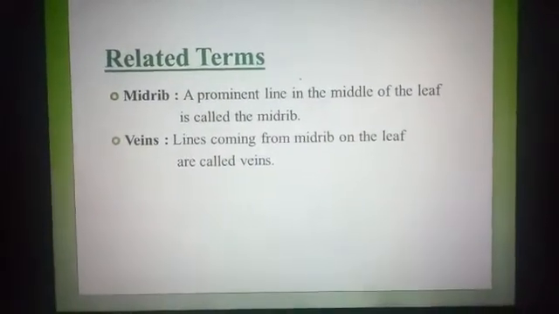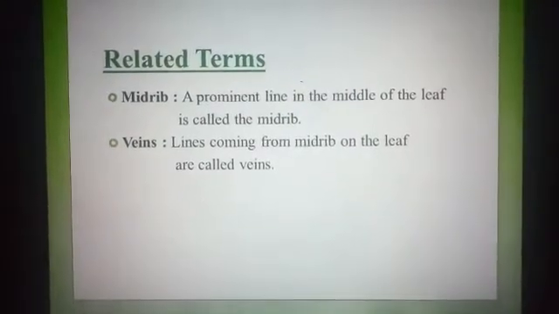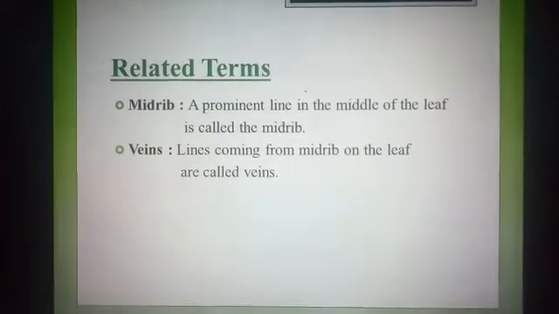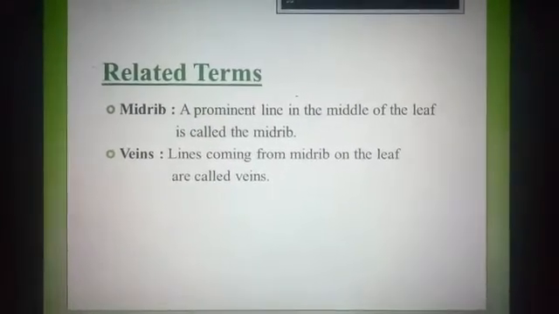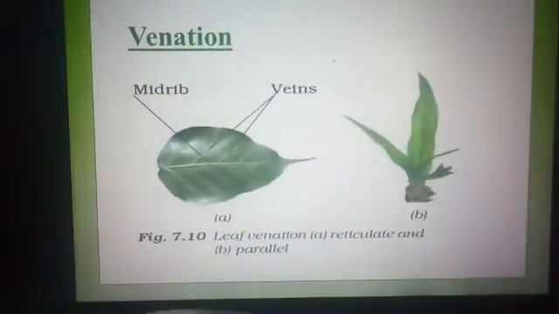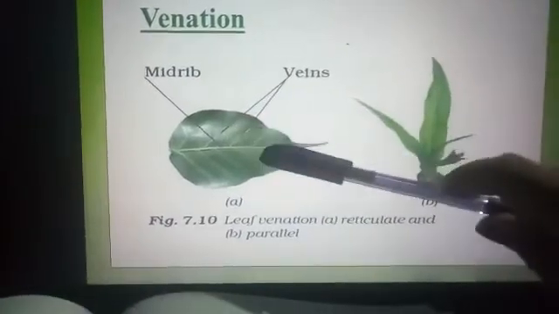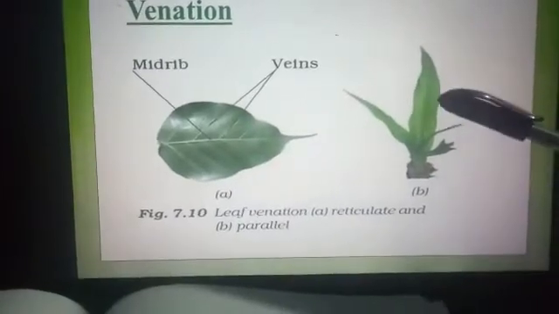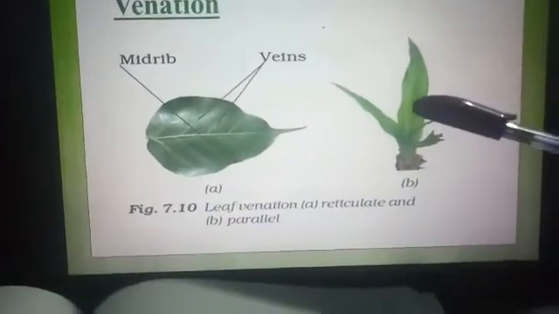Then next are the related terms. First one is midrib. A prominent line in the middle of the leaf is known as midrib, and veins, lines coming from the midrib on the leaf, are called veins. Then next we have venation. Here you are observing veins, meaning this arrangement of veins on the leaf, okay? The design of veins is known as venation. And there are two types of venation. Just look here at the arrangement. Here veins are attached with the midrib, but here veins are not attached with the midrib, right? They are parallel to each other.